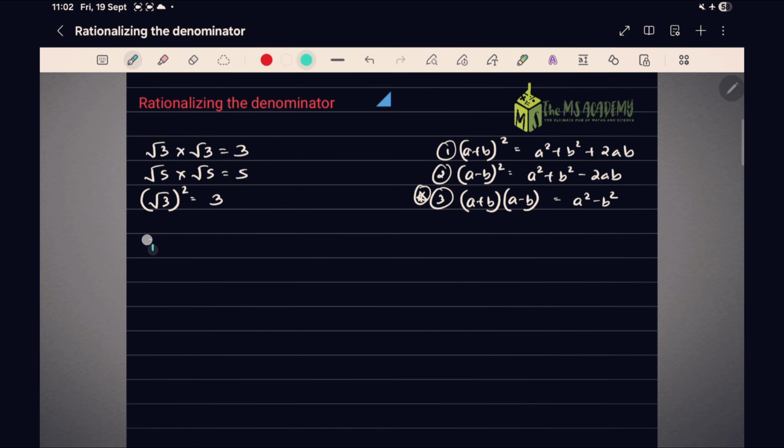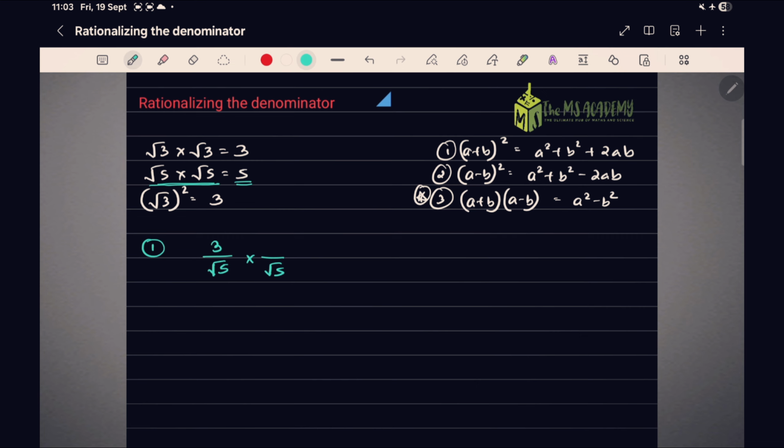So let's start with the easy ones first. Looking at the first sum, we can see that it is 3 upon √5. Very basic sum. Now here we can see that in the denominator there is only √5. यहाँ पे सिर्फ √5 है, and there is no other number in the denominator except √5. Now the easiest way to convert this into a rational number is by multiplying by another √5. हमने अभी देखा कि √5 into √5 basically gives us 5.